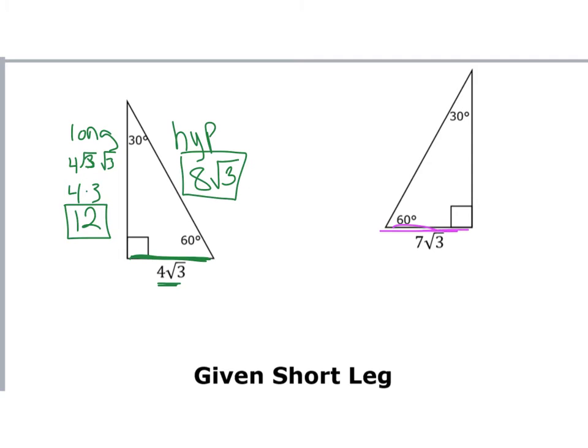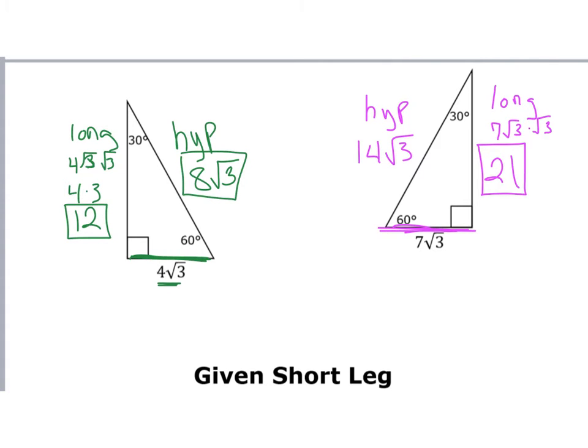All right, so the next one's very similar to the one we just did. I've got a square root where it doesn't belong on my short leg. So my long leg: it's the 7 square roots of 3 times another square root of 3. So it's 21. What's my hypotenuse? 14 radical 3, or 14 square roots of 3.